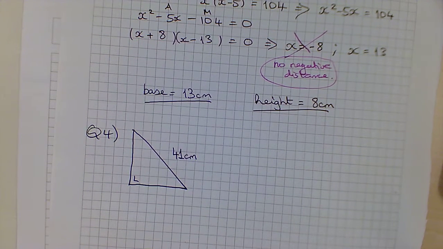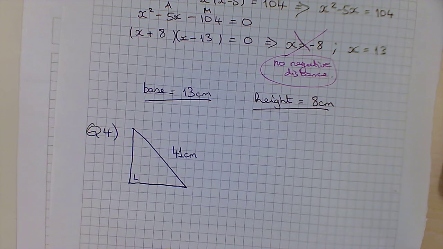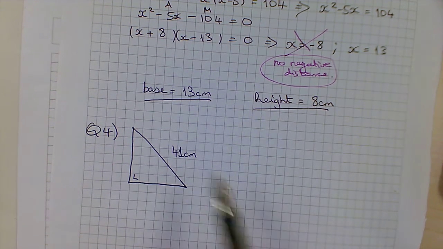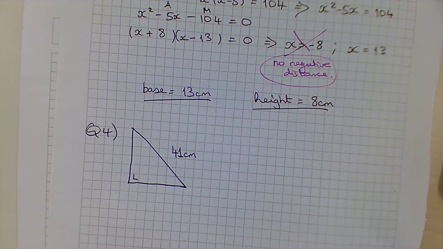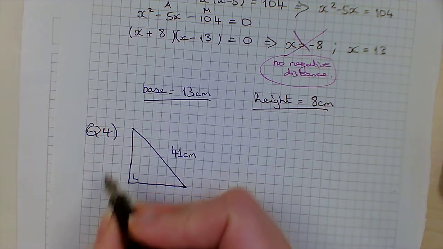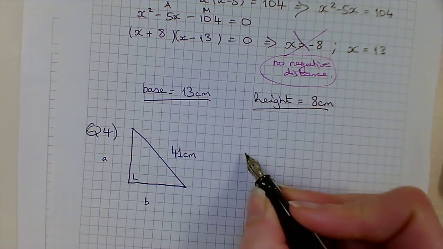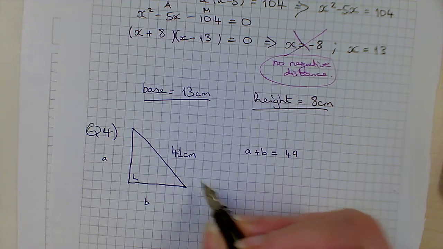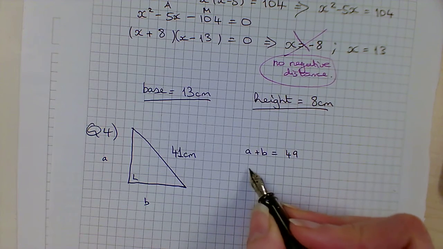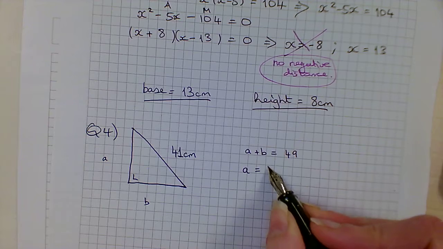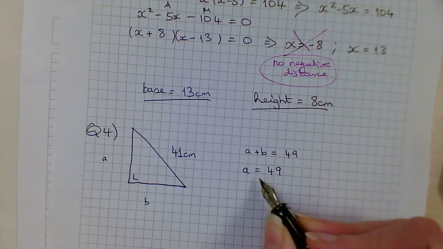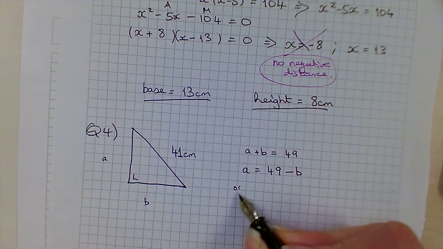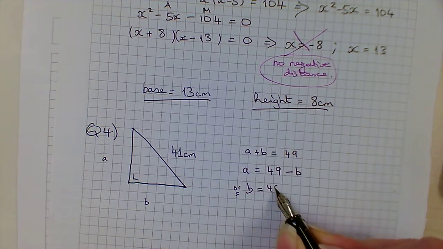The sum of the other 2 sides of the triangle is 49, but we don't know what those are. Now, I don't want to have two unknowns here. Okay, so what I know is that, let's call this A and this one B. I know that A and B add together to give me 49, which means that if I want to, I can just write A as 49 minus B. Or the other way around, B is 49 minus A.